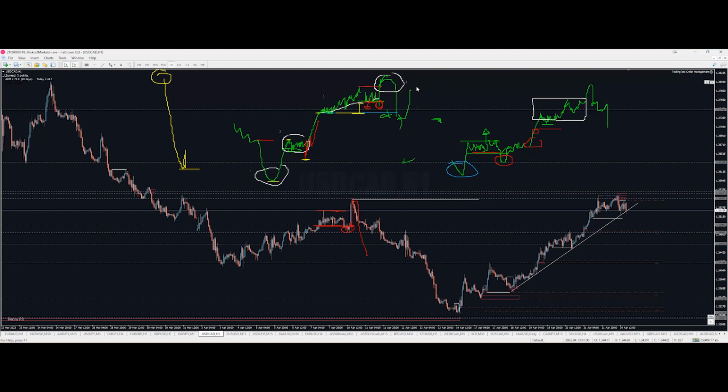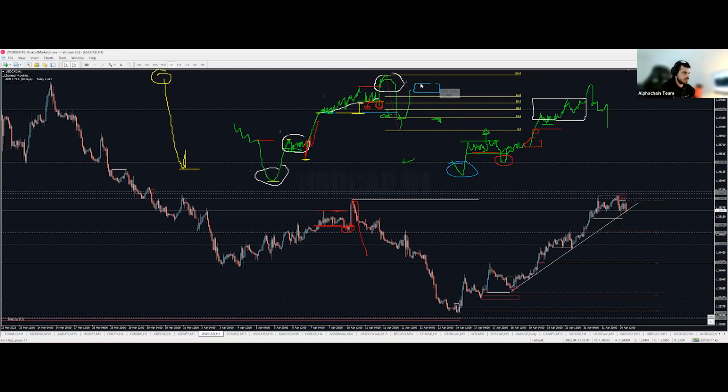I usually use the fib, so anywhere after the 50% to like 79%. If there's any nice indecision candles or buy to sell candles or sell to buy candles, I'd look at those zones. So say after the 61%, roughly around there would be good zones to be looking for supply zones. And I would take that as a reversal.